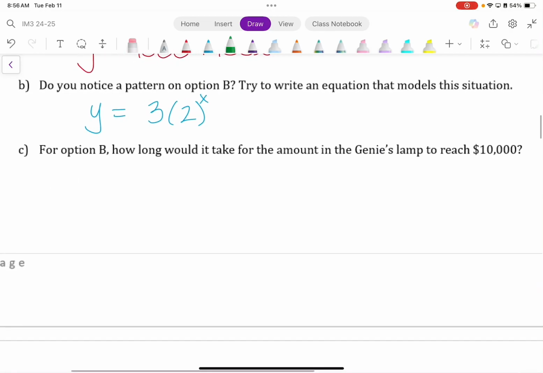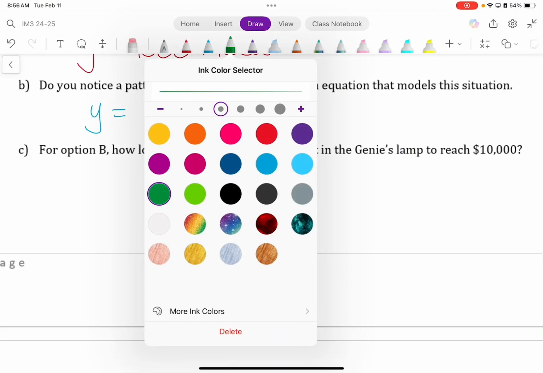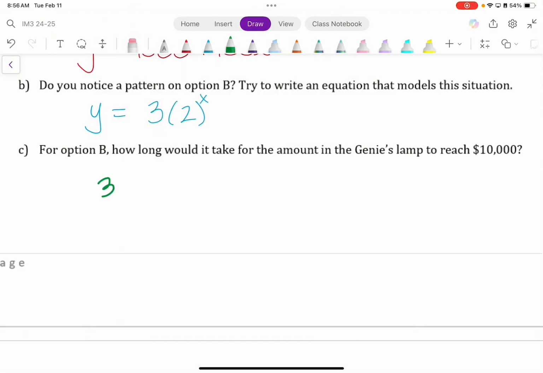So once again, think about the amount, $10,000. Is $10,000 an input or an output in this situation? It's an output. So we're going to set our function that we found in part B, we're going to set it equal to $10,000. Let's go ahead and take care of that. 3 times 2 to the x equals $10,000, like that.